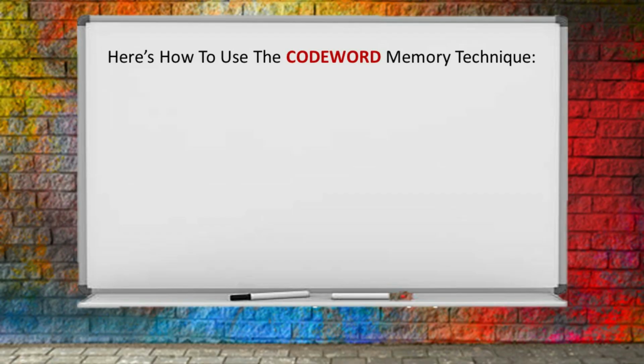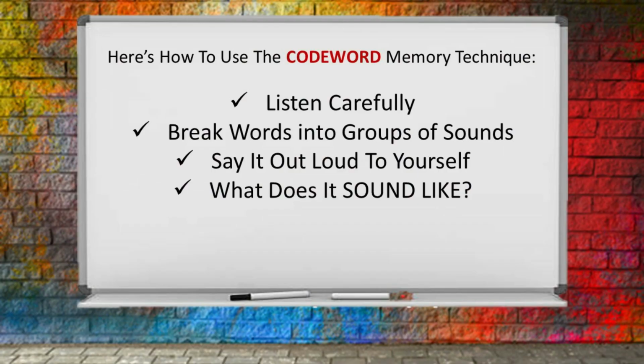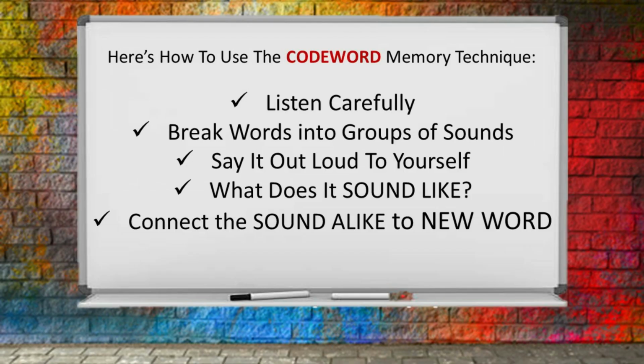Here's the basics. First, listen carefully to the word you wish to retain and recall. Break down long words to short groups of sounds. Then, say it out loud to yourself several times. Try to hear other words that sound like what you're trying to learn. Those sound-alike words will remind you of what you want to remember. Then you connect the sound-alike code word to the new word you're learning.